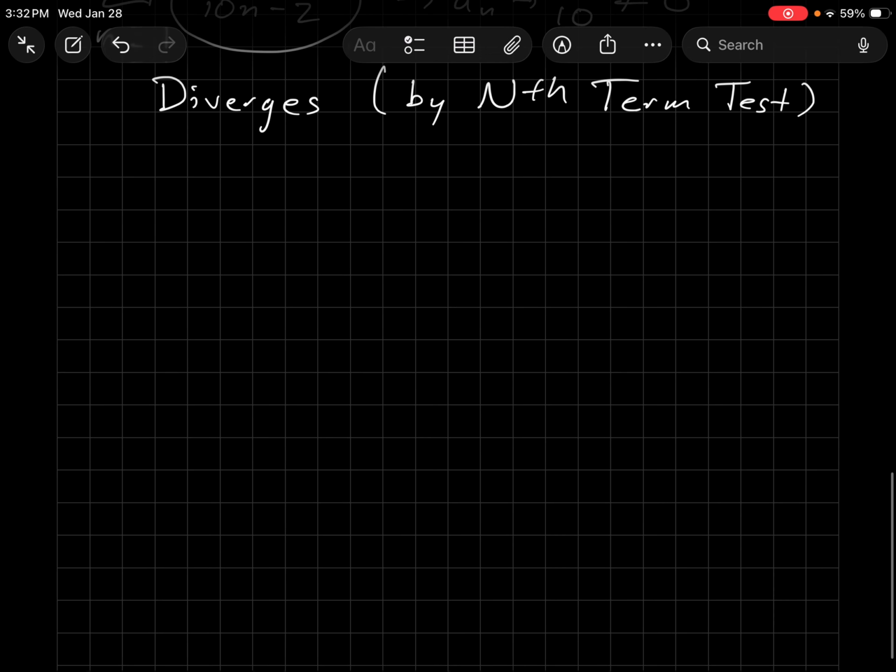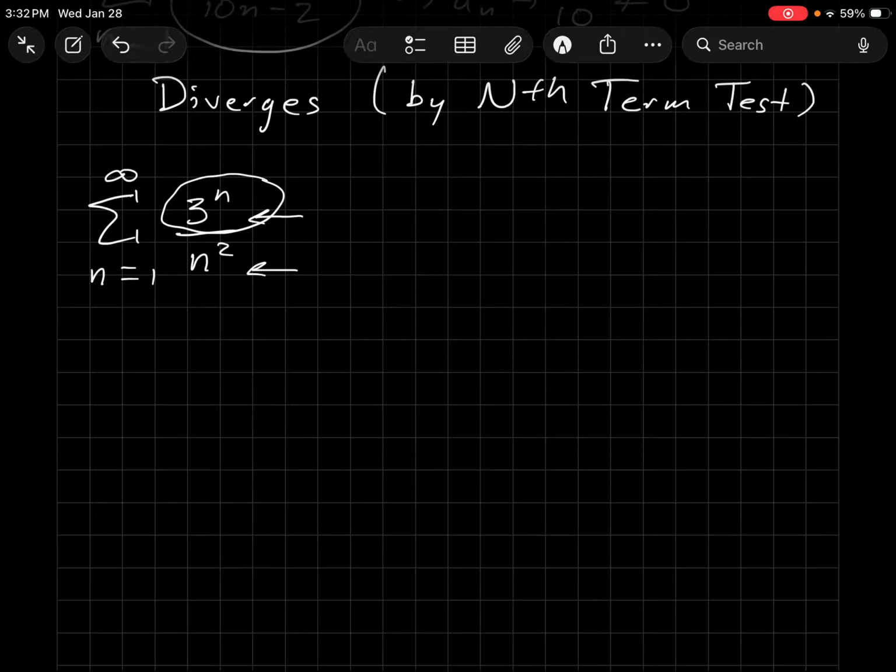Let's do a few more. Let me take a look at the series from 1 to infinity of 3 to the n over n squared. Now, I already know what happens, because a geometric or exponential function grows so much more quickly than the n squared that my top will dominate and this will diverge. Basically, the terms are going to go to infinity. But how would I show that? Well, this is the ratio test.